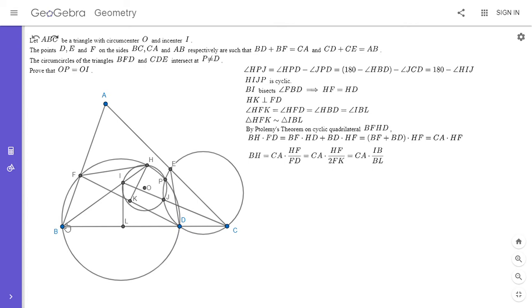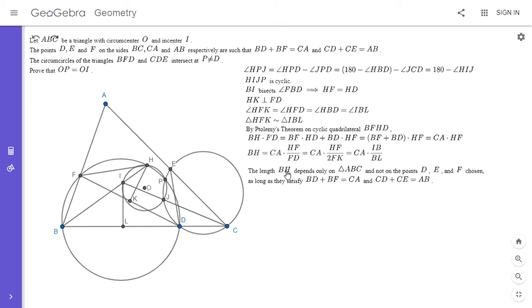And neither does IB, and neither does BL. So this expression here is the same thing no matter where we choose D, E, and F to be, which is really surprising in my opinion. Okay, so the length BH depends only on the triangle ABC. It doesn't depend on where we choose D, E, and F to be, as long as they satisfy the sum condition. So basically we could move D along BC and the length BH would be the same.